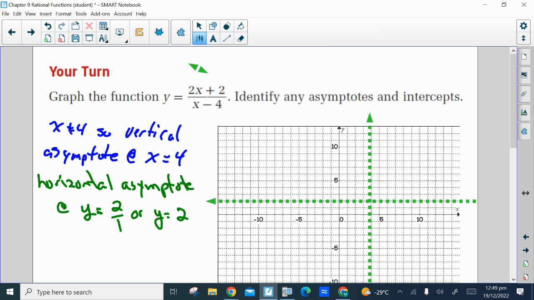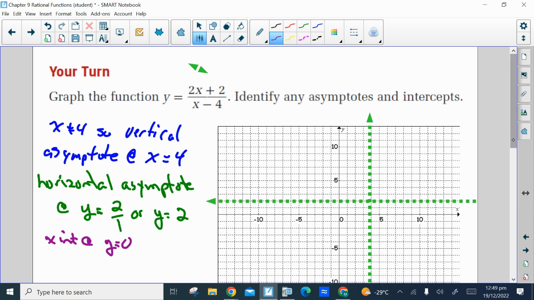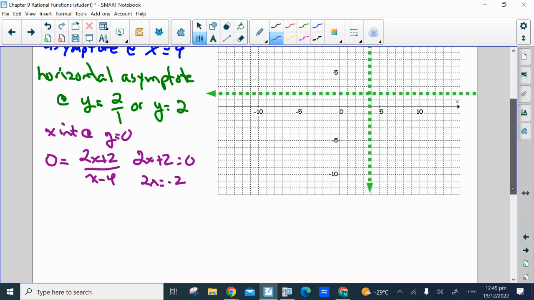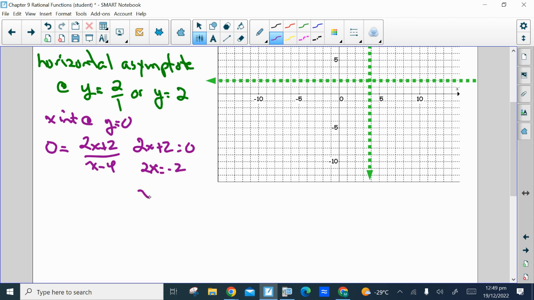We can find the intercepts. Our x-intercept is where y equals 0. And as we saw, a rational function equals 0 when the numerator equals 0. We want to know where that rational function equals 0. That's where y is 0. And a rational function equals 0 when the numerator equals 0. So that'll be where 2x equals negative 2 and x equals negative 1. So that is the point negative 1 comma 0.